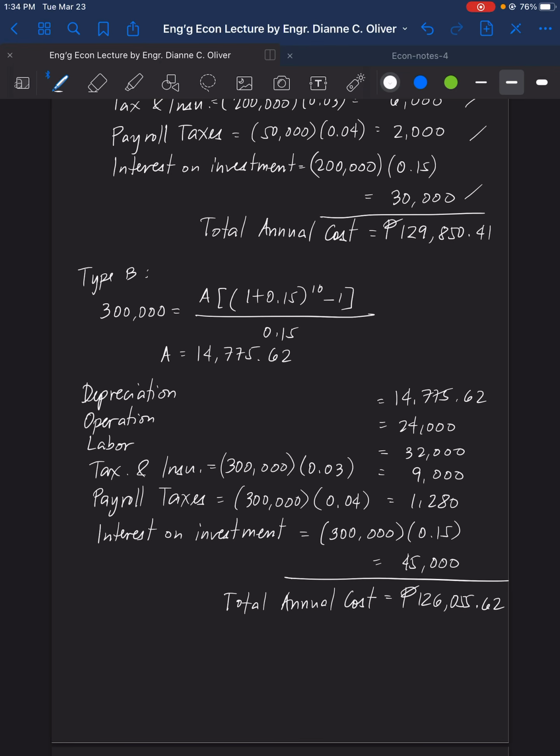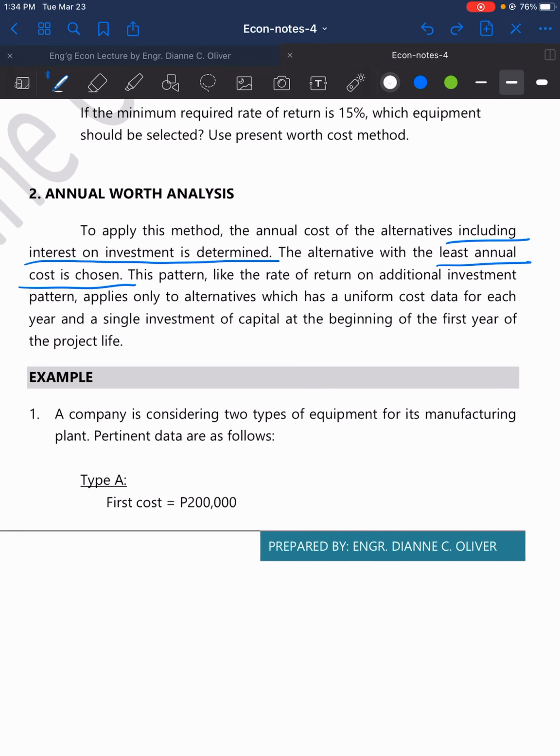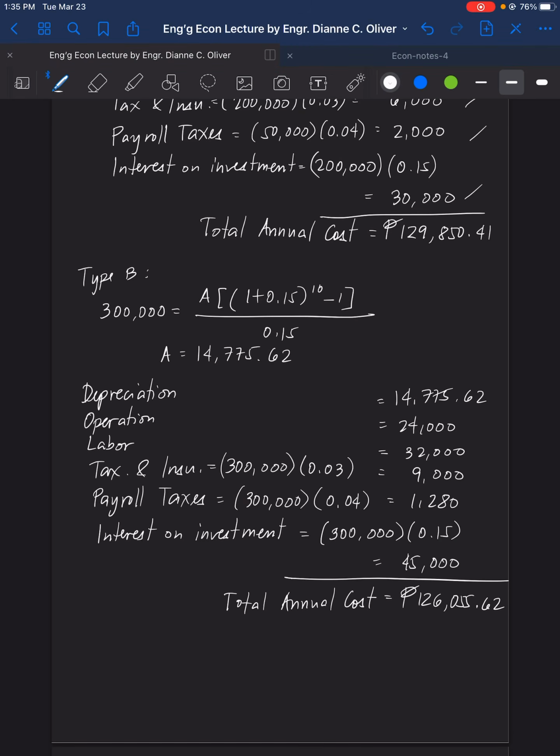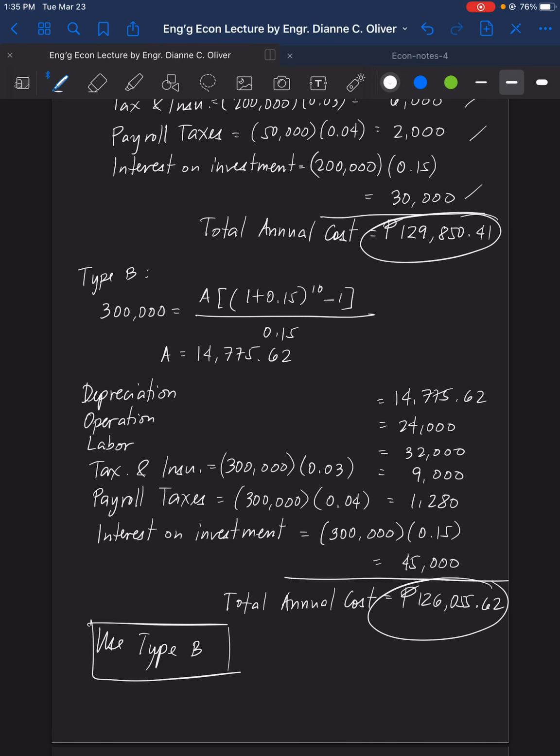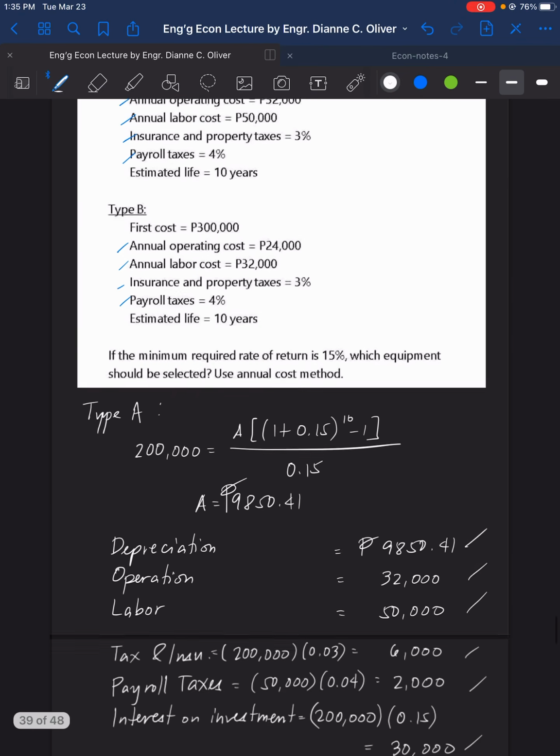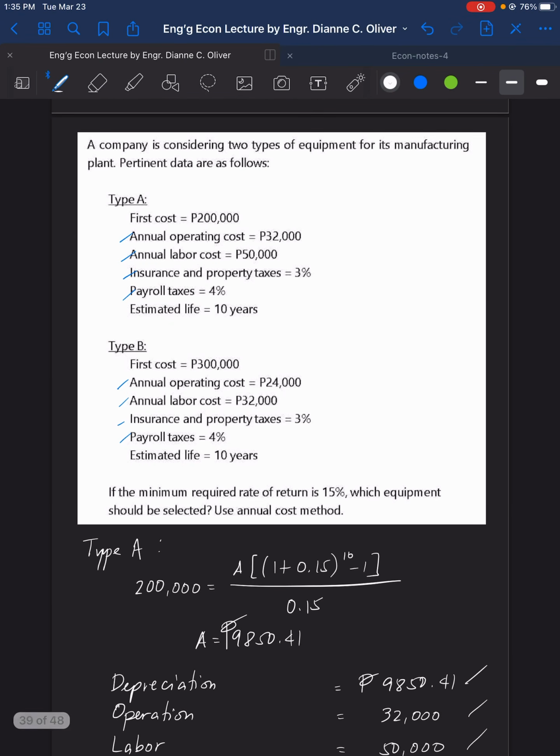Now from the two alternatives, which one is to be chosen? The least annual cost is chosen. So according to the least annual cost, the least annual cost between these two is type B. So that's for the second sample problem.